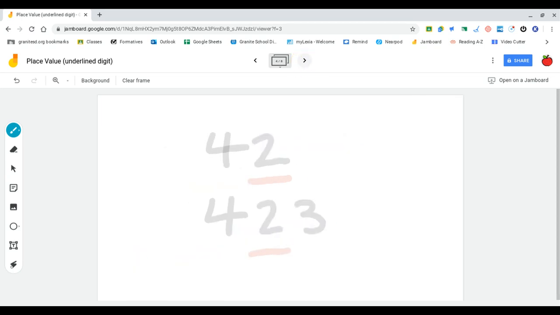Okay, let's practice here. So in this top number, I want to know the value of the underlined digit. So here we have a 2 that's underlined. The 2 is in the ones place. So this 2 has a value of 2 or 2 ones. Either way of writing it would be correct.